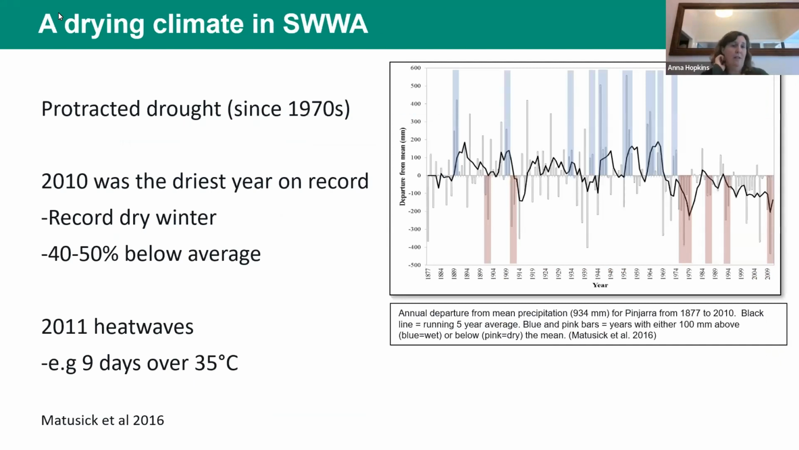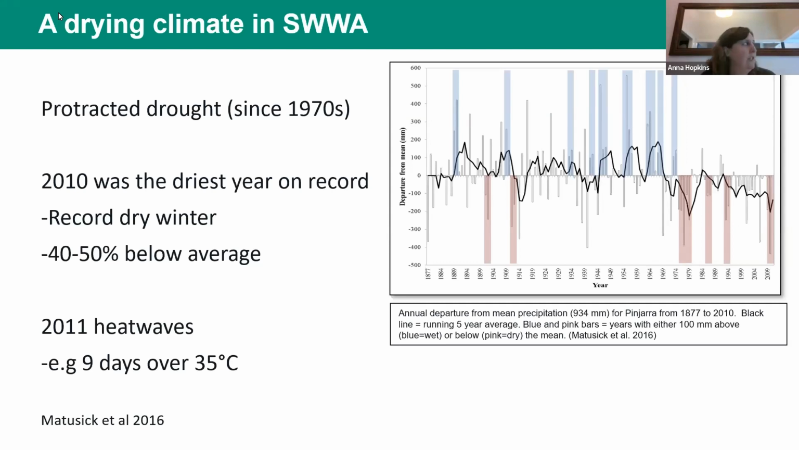So in the southwest of Western Australia, we've had a protracted drying period since about the 1970s. You can see in this figure on the right that the weather has been drying over the last 50 or so years. But in 2010, we had a particularly dry winter. It was one of the driest winters we had on record to that point, with about 40 to 50% below average rainfall. And this was then followed by a heat wave in the summer of 2011.